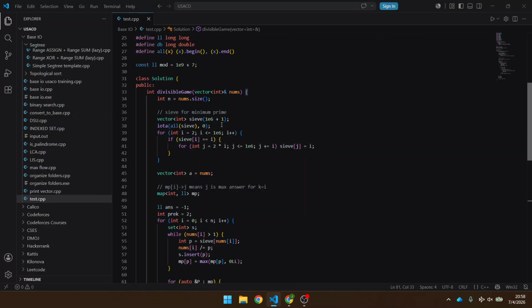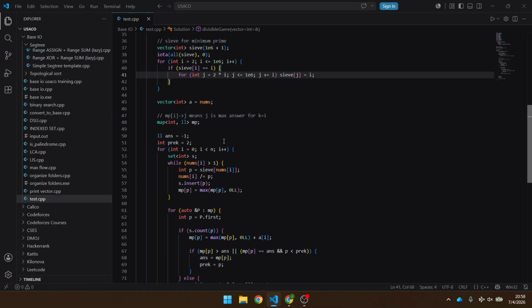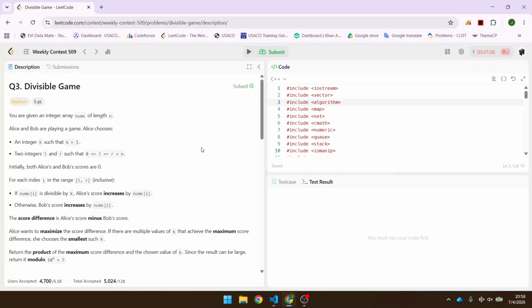For the sieve, this is just a sieve for minimum prime. I kind of memorized it already, but all I have to do is make the sieve of the maximum integers, and then you iota that, right? For every i from 2 to 1e6, if sieve[i] is equal to i, this means that i is a prime. So you can update all of the rest of the values in sieve from 2i all the way to 1e6, plus equal to i, and then sieve[j] will be equal to i. So yeah, that's it for Q3.